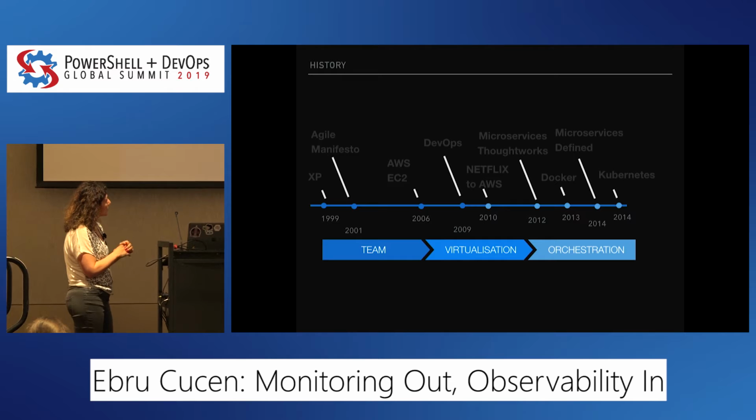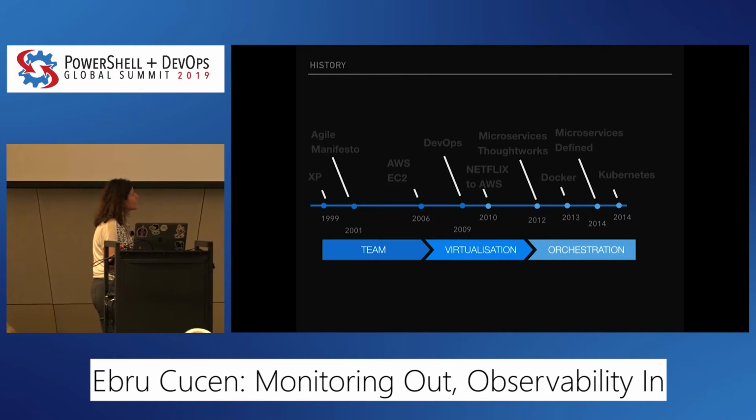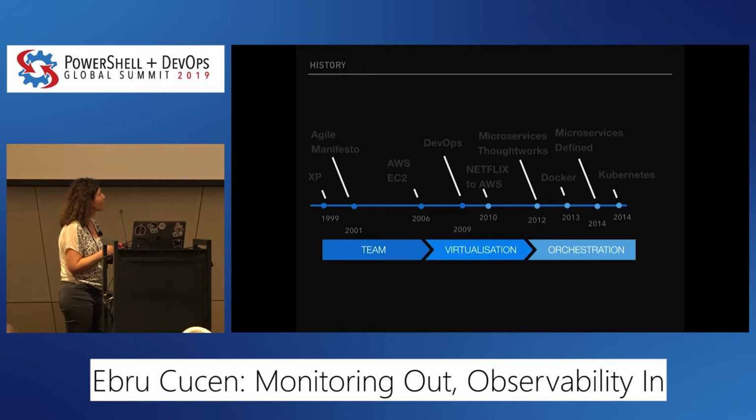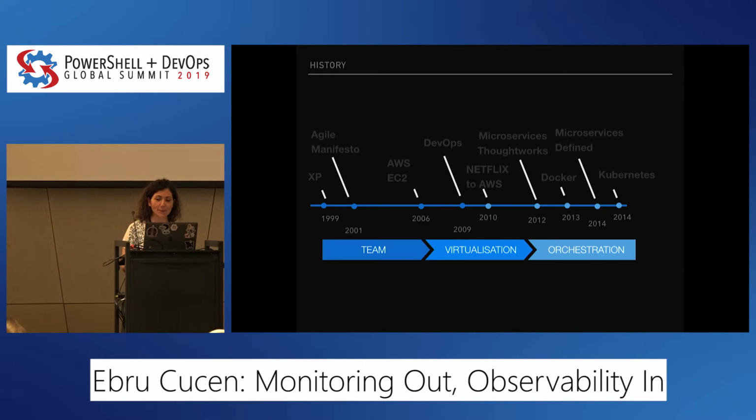In 2013, Docker was announced. In 2014, microservices were defined on Martin Fowler's website, explaining what microservices means. And in 2014, we had Kubernetes coming in.